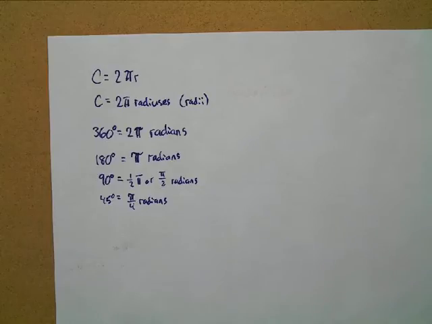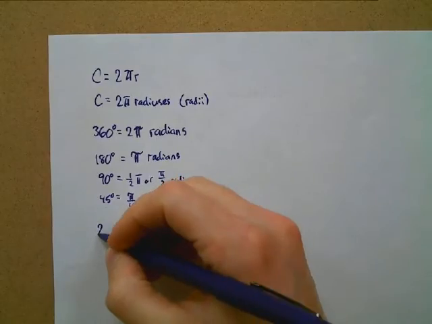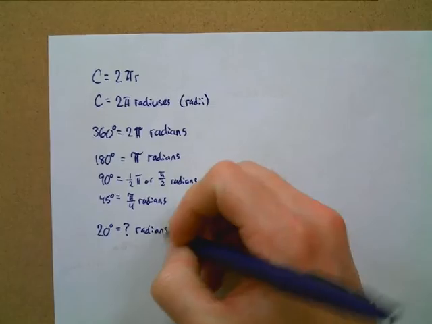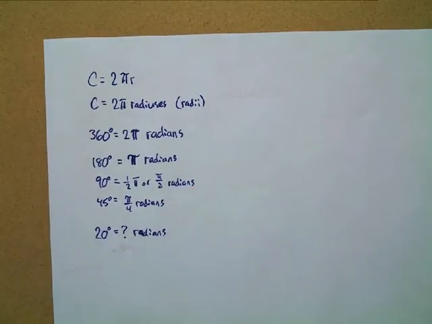All right. Let's see here. So then we can come up with a way, because what about if I had something like this? What about 20 degrees? How many radians does that equal? And actually, you could come up with that pretty easily from this. Can anyone come up with that right now? What is 20 degrees in terms of radians? How many radians is that?